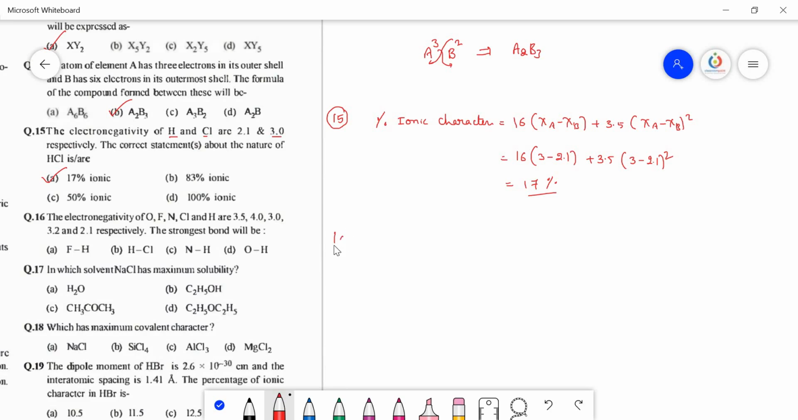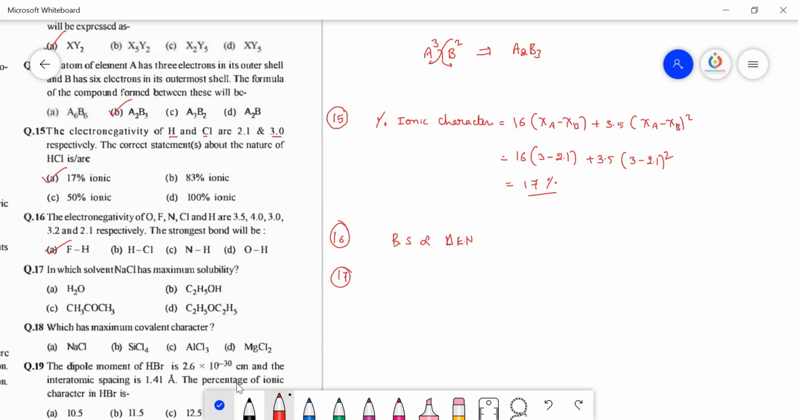Let us solve question number 16 now. The electronegativities of oxygen, fluorine, nitrogen, chlorine and hydrogen are respectively given as 3.5, 4.0, 3.0, 3.2 and 2.1. The strongest bond: bond strength is directly proportional to the difference in electronegativity. The higher the difference in electronegativity, the stronger the bond formed. So if you work out the difference values, you will get answer A for this one.